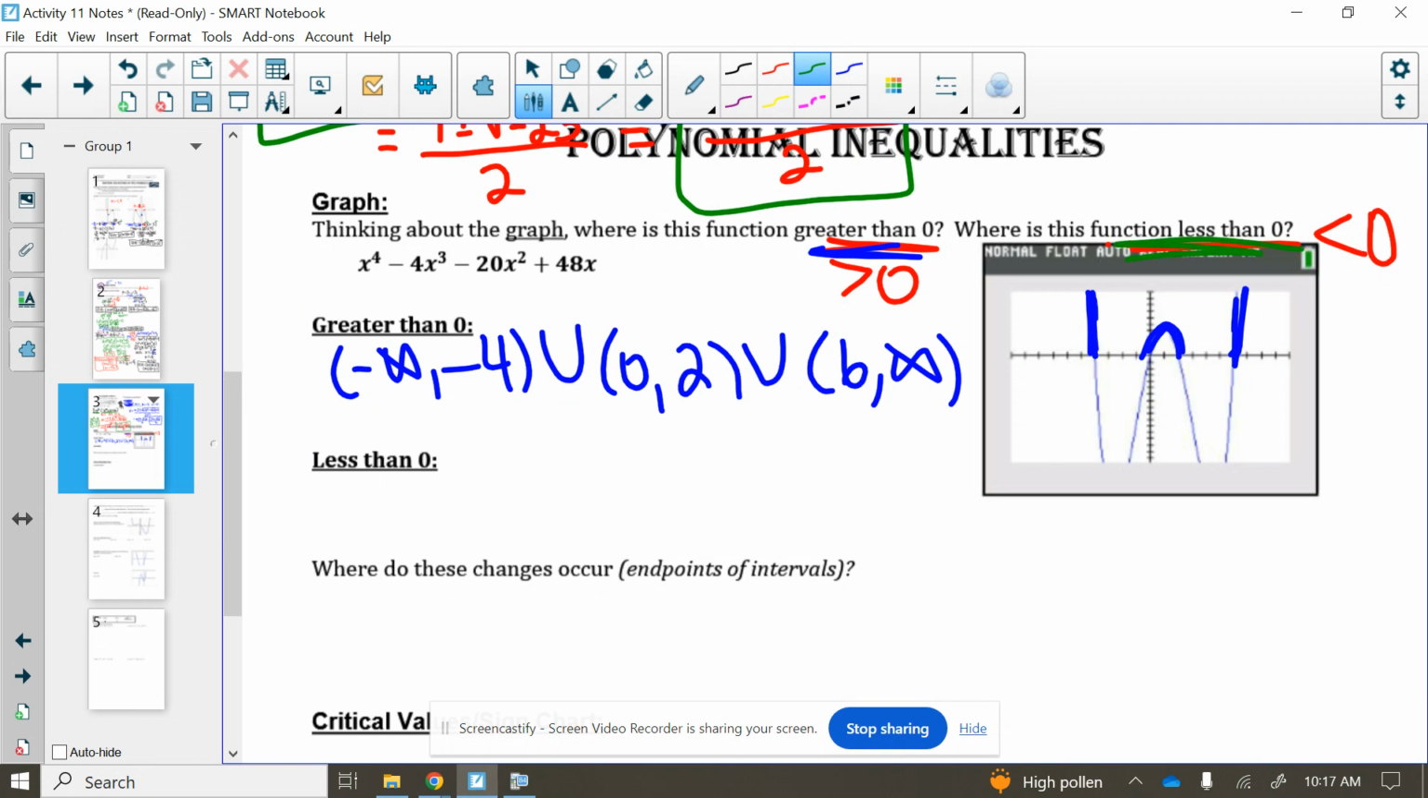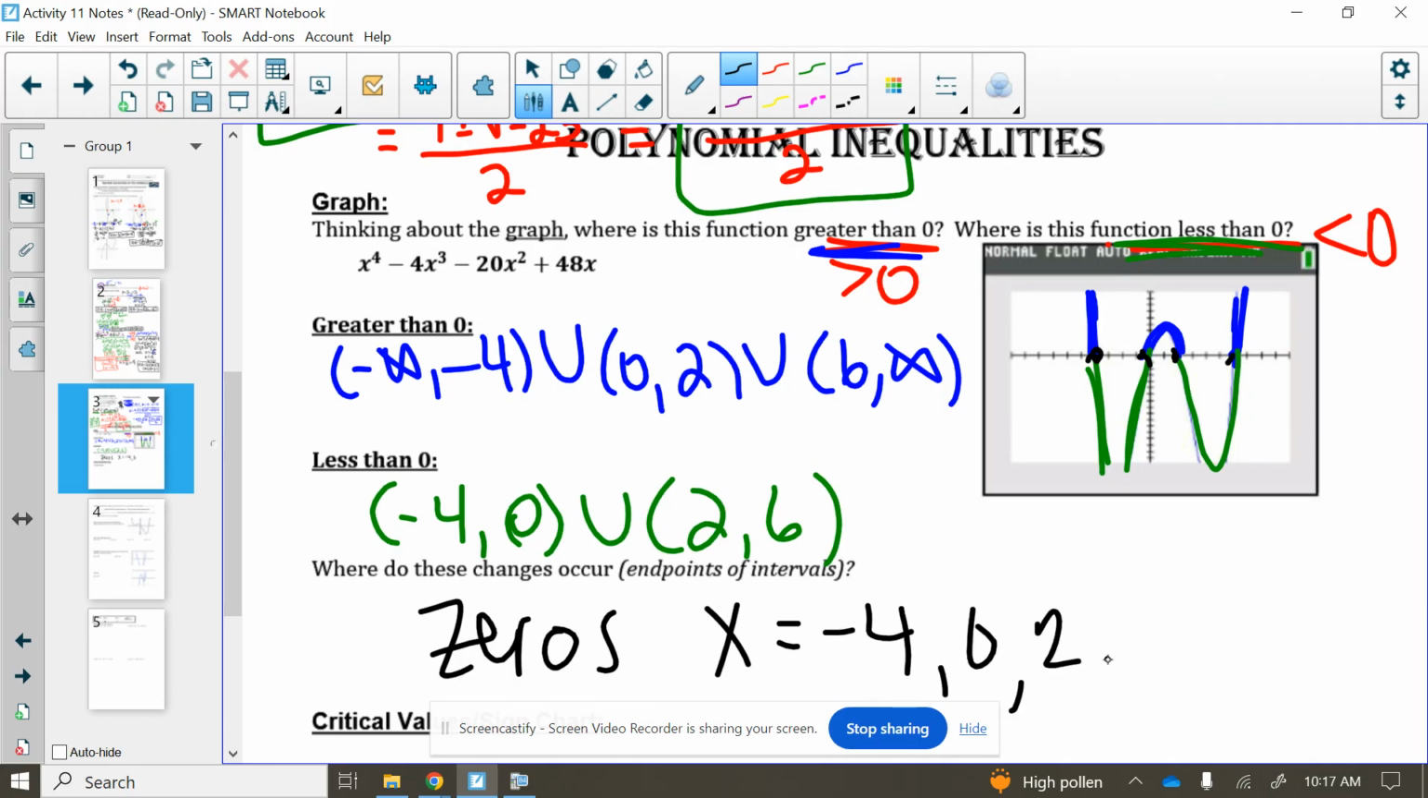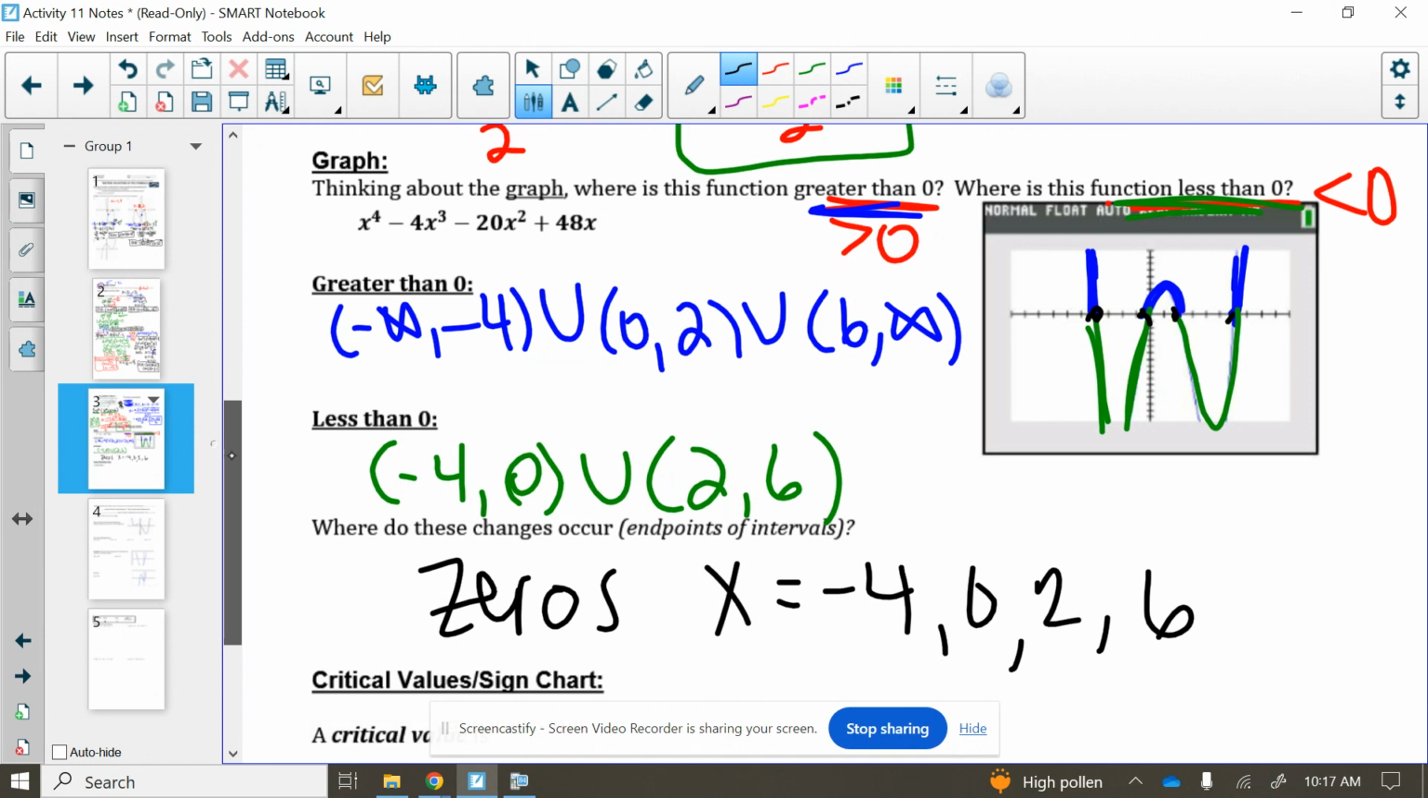Our graph is then less than 0, below the x-axis, in those intermittent points from negative 4 until we get to 0, or from 2 until we get to 6. It's below that x-axis. And where these changeover points keep occurring, we notice, is at those zeros, right? At x equals negative 4, 0, 2, and 6, each time are where that changeover is occurring.